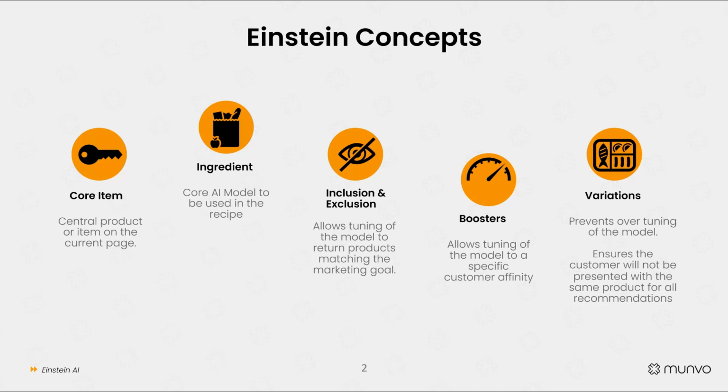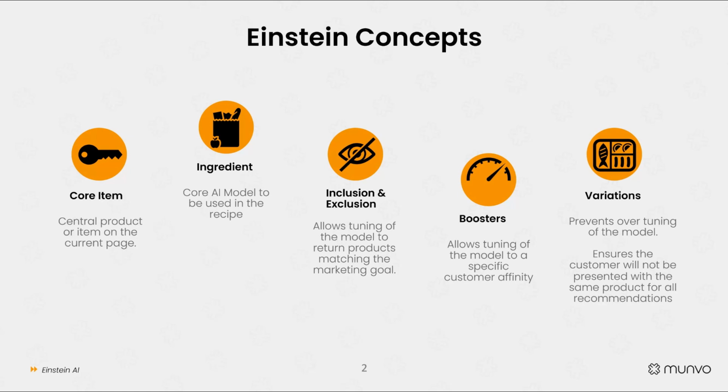Inclusion and exclusion criteria allow us to tune the model to return products matching the marketing goal. This allows me to filter on things like category, to filter only on credit cards and return only credit card products, or to return certain products that match the current page type. Boosters are a way for us to tune the model to a specific customer affinity. This allows us to make sure that the results returning from the model match some level of the customer profile.